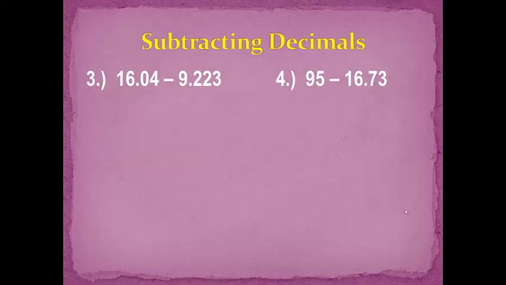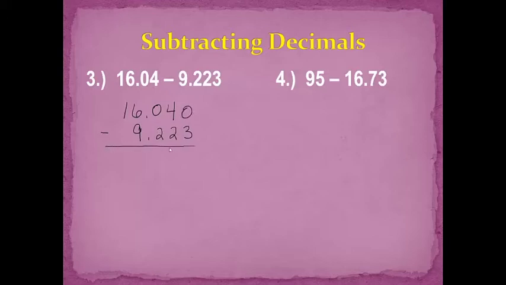Now I'm going to look at subtracting decimals. So for number 3, I have 16 and 4 hundredths minus 9 and 223 thousandths. My rule is the same as adding decimals. I need to line up my decimal before I subtract. So I'm going to have 16.04 minus 9.223. I do not have a digit above the 3, so I'm going to put in my 0.